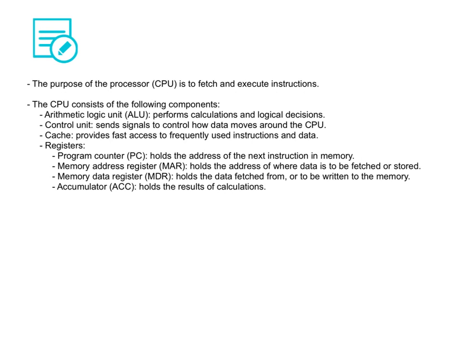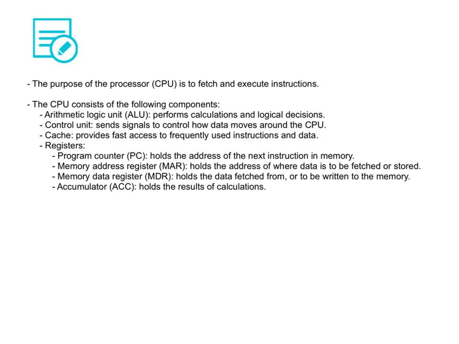So let's summarise to this point. The purpose of the processor, or CPU, is to fetch and execute instructions. The CPU consists of the following components: an arithmetic logic unit, or ALU, that performs calculations and logical decisions. A control unit that sends signals to control how data moves around the CPU. A cache provides fast access to frequently used instructions and data.